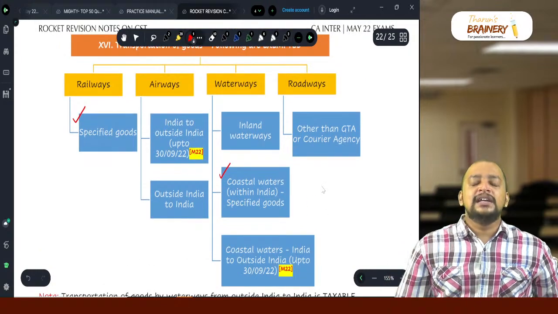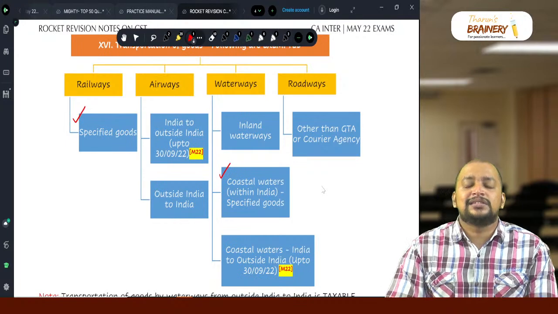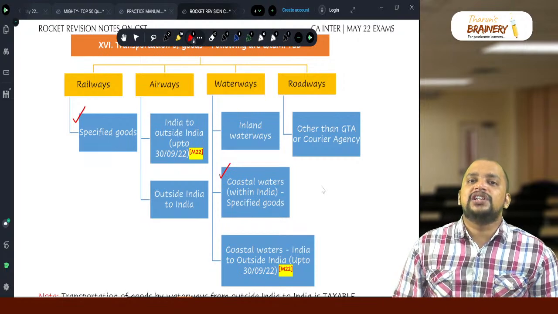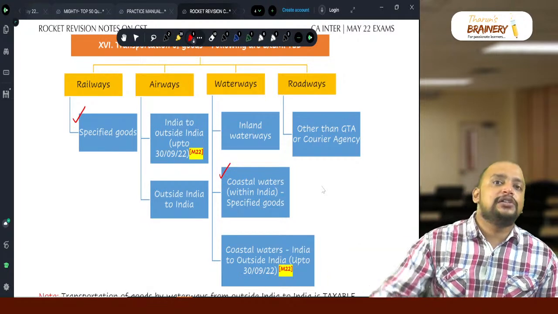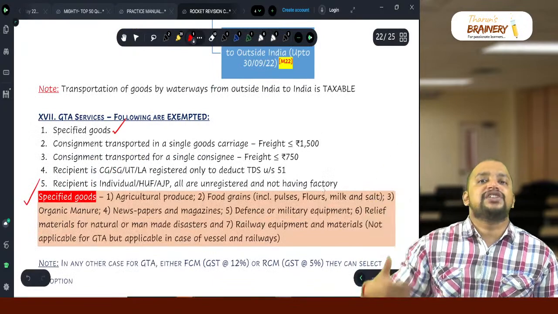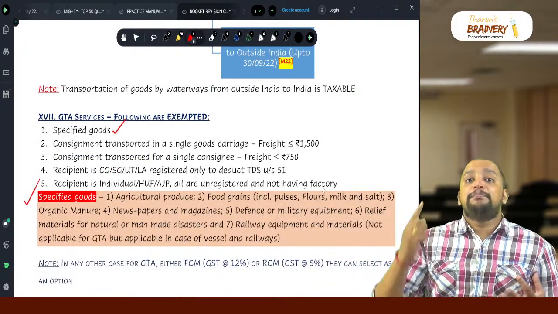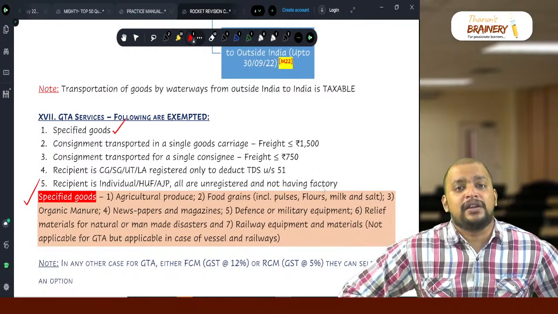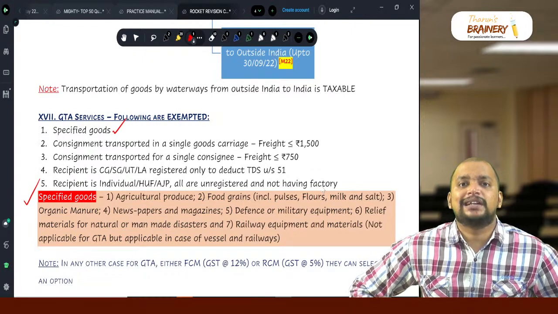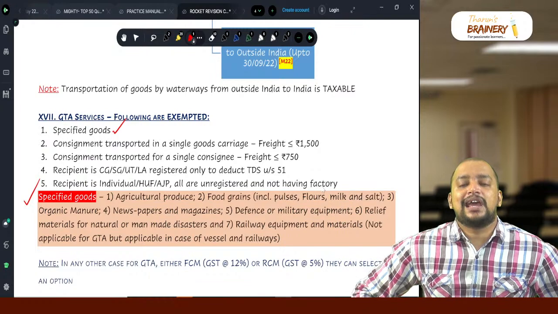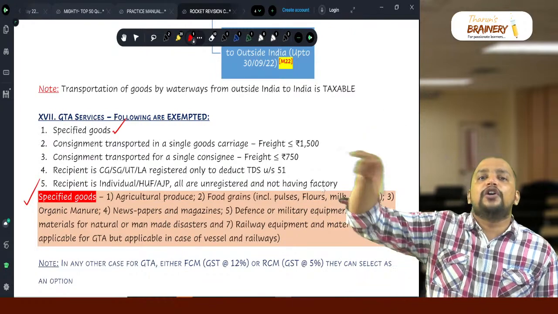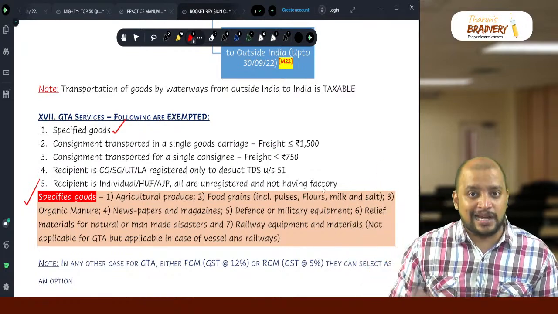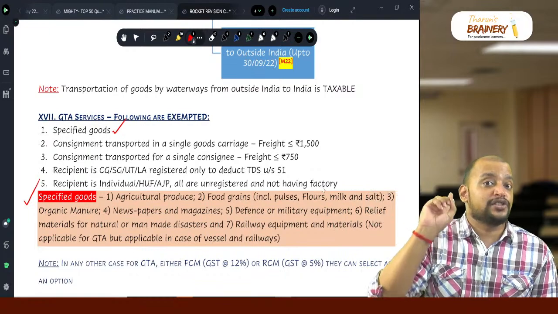Okay. Then roadways, other than GTA or courier agency, all other transportation of goods by roadways will be exempted. So only GTA or courier is taxable. In the GTA also we have 5 exemptions. Specified goods, just now we have seen. Then freight collected per carriage does not exceed 1500. What is that per carriage does not exceed 1500? Which means that we are collecting per carriage. When will we collect it per carriage? When the goods belong to only 1 consignor. So when the goods belong to only 1 consignor, then it will be called freight collected per carriage. So that will be exempted if it does not exceed 1500.